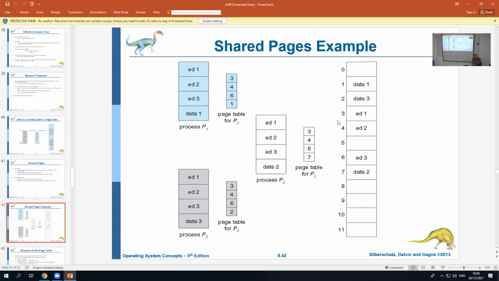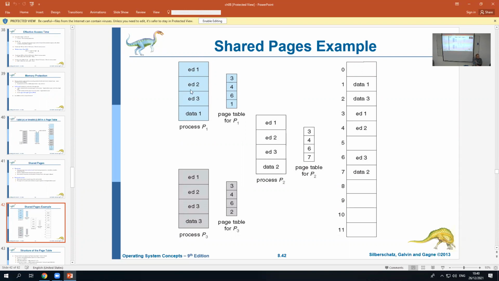A second advantage we get is that we can share code easily. We just put in the page table the same frame by 2 different guys. As long as they can't write, as long as we add some kind of entry there that says no writing allowed, then they can actually share code between them.